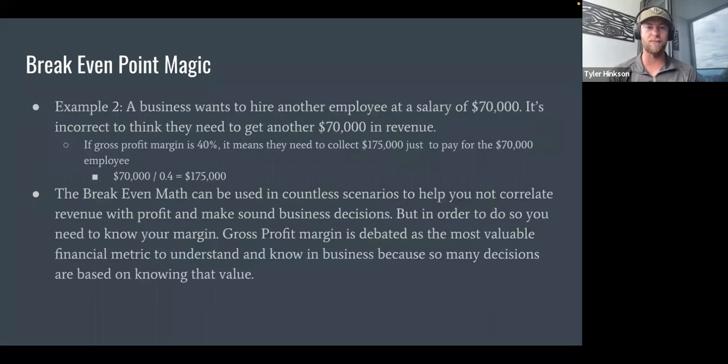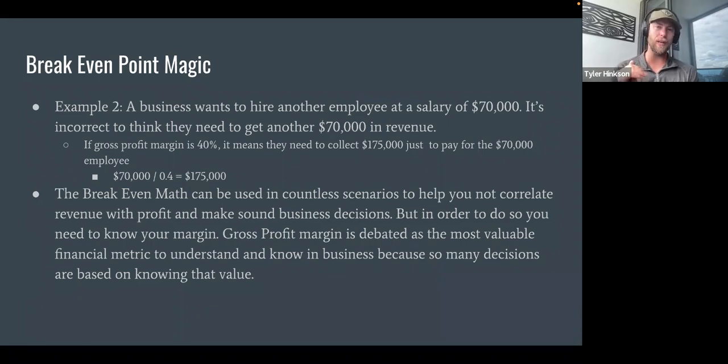Let's do another example. In this example, a business wants to hire another employee at a salary of $70,000. And again, I see this a lot. People think, oh yeah, if I hire this person for $70,000, then I can definitely go get another $70,000 in revenue. Or what I hear is, yeah, we have $70,000 in profit. We can afford this. That's super dangerous.